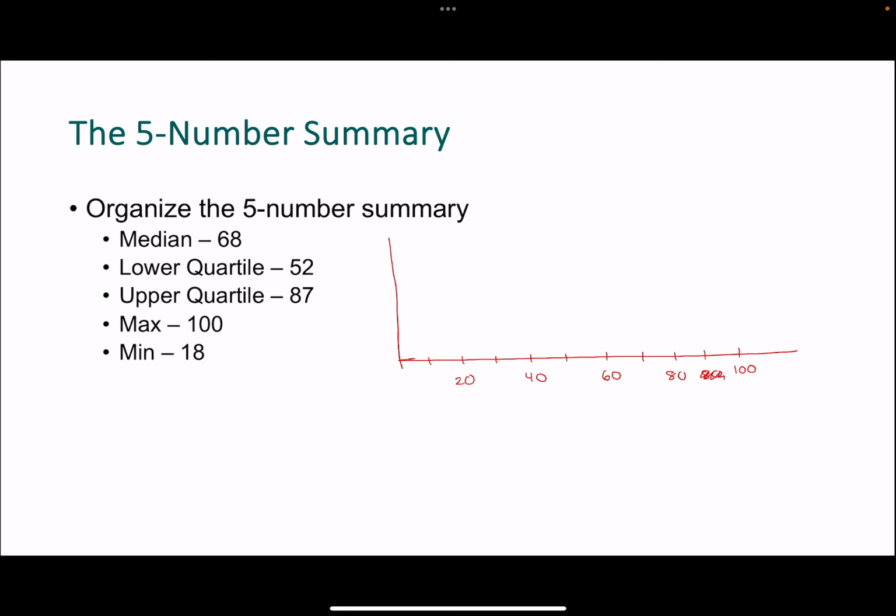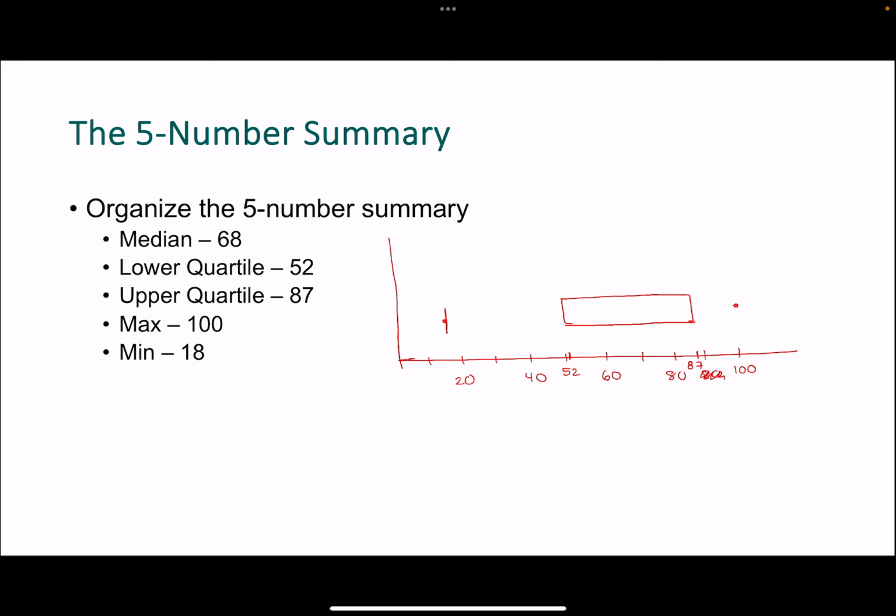So now I know that the minimum is 18, so that's the start of my whisker. I know that my Q1 is 52, so that's the start of my box, so around 52. The end of my box is going to be at 87, so somewhere over here. So this would be 87. So that's my whole box, right? Now my maximum is 100.